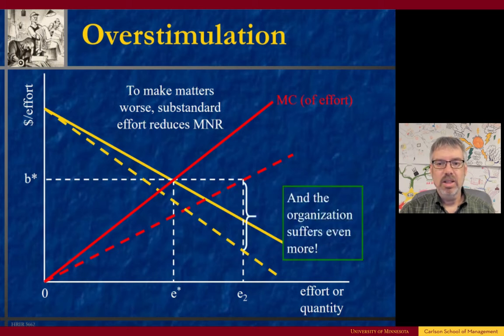And so notice that the actual loss to the organization is even greater because it's the difference between this marginal cost at B star from the organization's perspective, and this lower marginal net revenue.